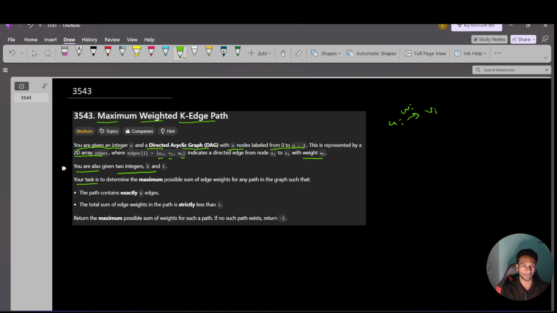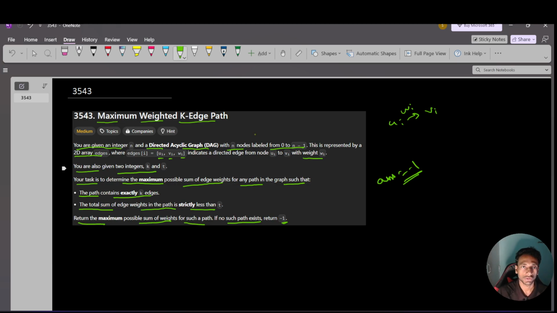Your task is to determine the maximum possible sum of edge weights for any path in the graph such that the path contains exactly k edges, and the total sum of edge weights in the path is strictly less than t. We have to return the maximum possible sum of weights for such a path. If no such path exists, we have to return -1. So our default answer is -1, and we will check whether we find one valid answer or not.